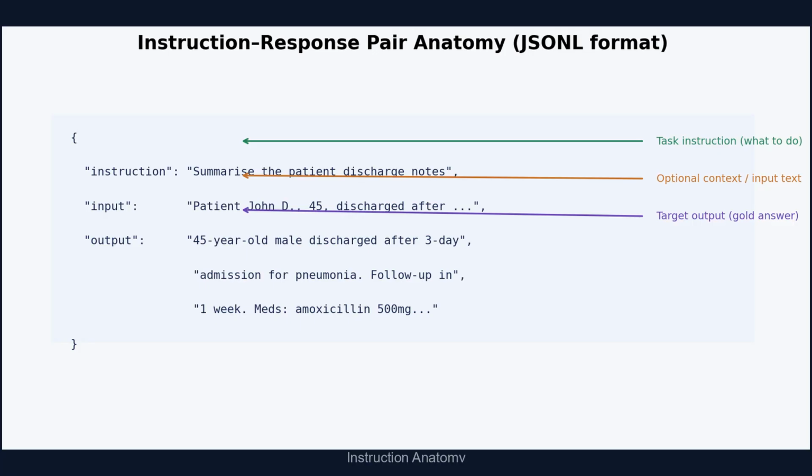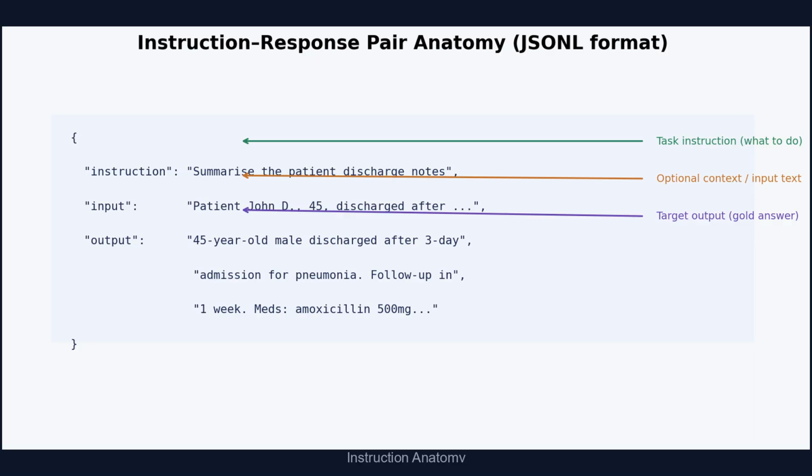This screenshot shows a real-world instruction format example from a medical domain dataset. The instruction key specifies the task, summarize patient discharge notes. The input key contains the actual clinical text, specific details about a patient's condition, treatment, and discharge status. The output key contains the target summary the model should learn to produce: concise, accurate, and clinically relevant.